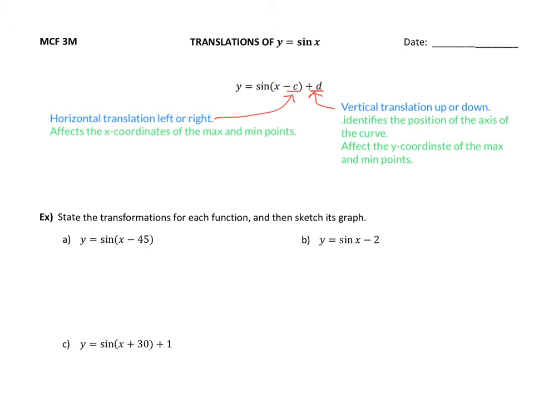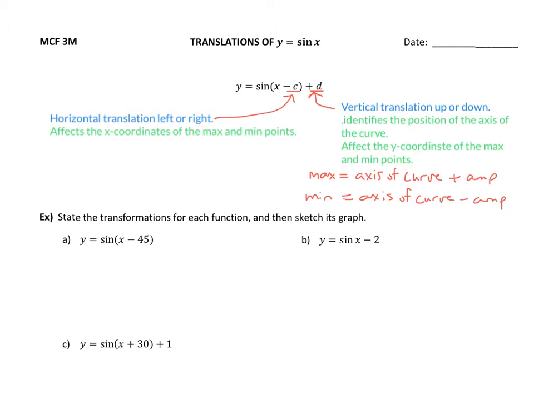And to get your max and min, your max is always going to be your axis of the curve plus your amplitude. Axis of the curve plus amplitude. Your min will be the axis of the curve minus the amplitude. And so far with all of our examples, our axis of our curve might change, but our amplitudes are always just 1 for these equations so far.